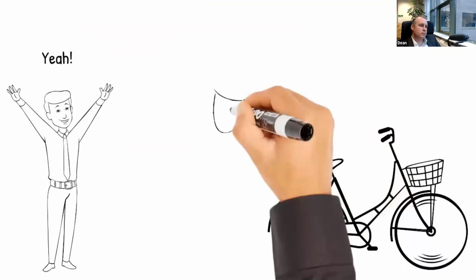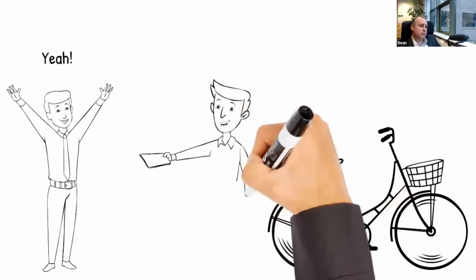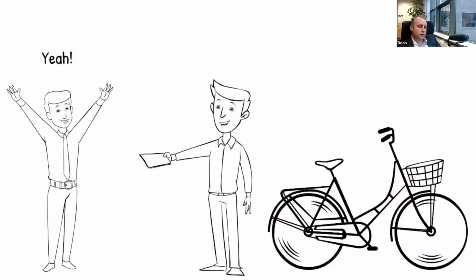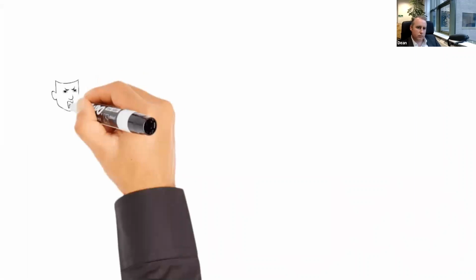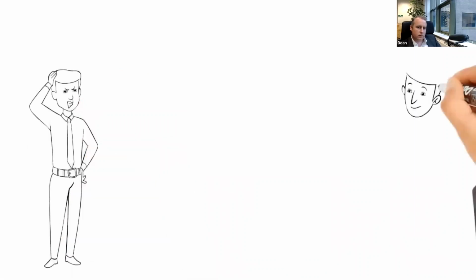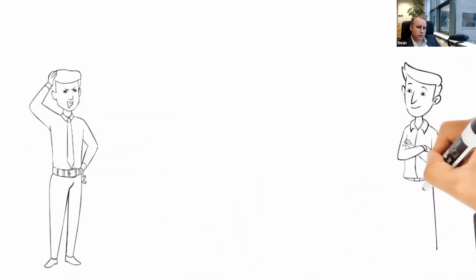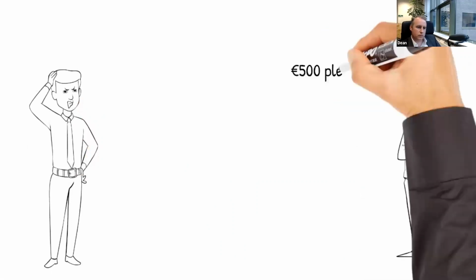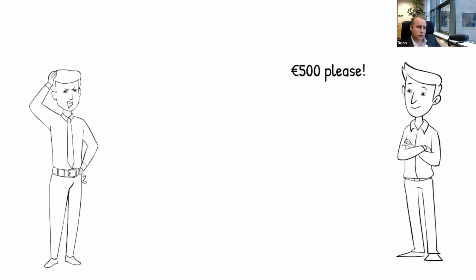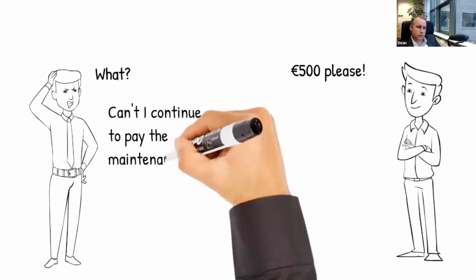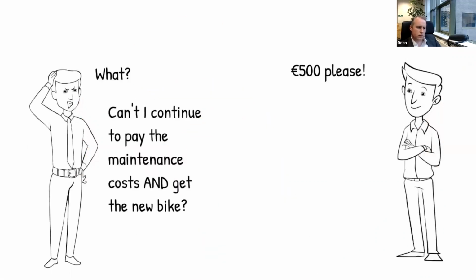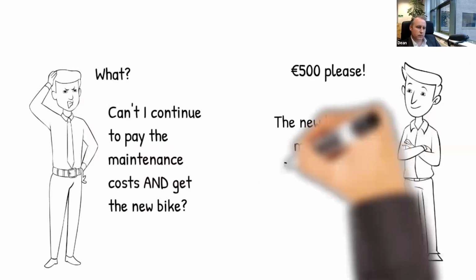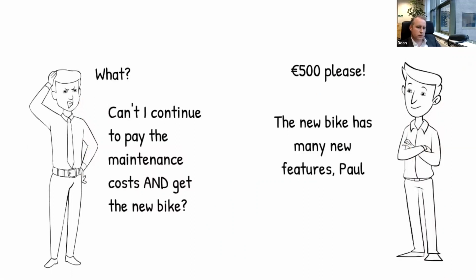Paul's elation is short-lived when John presents him the terms of the new deal for the flash new bike. To Paul's surprise, John is looking for another upfront perpetual licensing fee, except that this time it's €500. Paul was under the impression that he would simply continue to pay the maintenance costs and he would get the new flash bike. Not so, and when questioned, John points to the fact that the new bike has many additional new features.